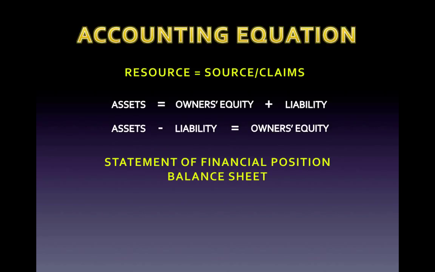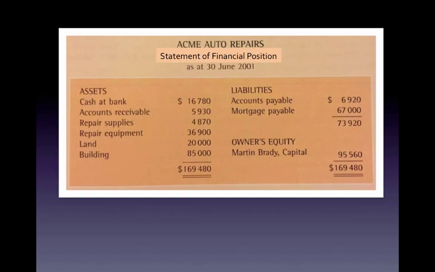Now, this, assets equal to owner's equity and liability, resources equal to the claims on these resources, is often presented in the statement of financial position because it represents the financial position of that business. The old name for this statement is the balance sheet. Why is it called a balance sheet? Because your assets must always equal the owner's equity plus the liability. So that's often represented by the statement of financial position.